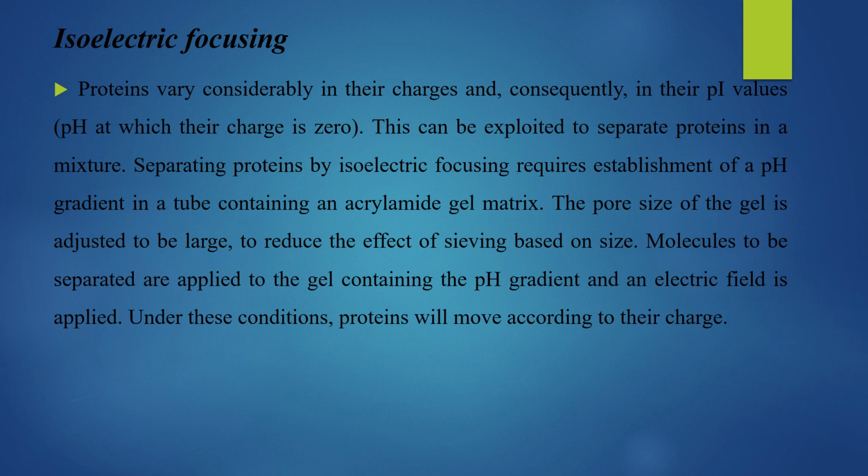Molecules to be separated are applied to the gel containing the pH gradients. An electric field is applied. Under these conditions, proteins will move according to their charge. So there is a gradient and each protein is moving based on its charge because we've increased the size of the pores of the gel so that the size, movement by size, is not the major factor at this point.